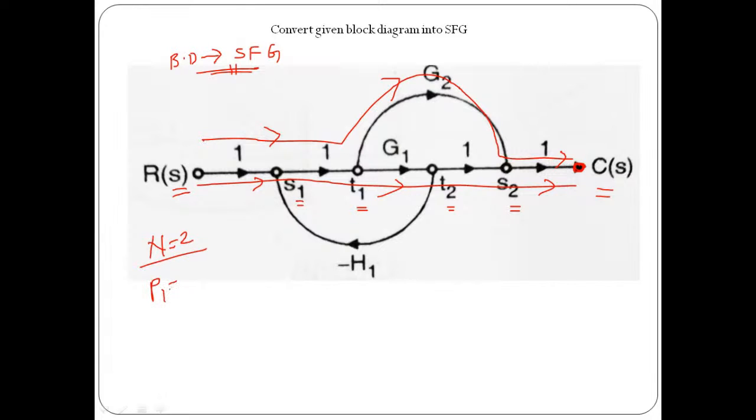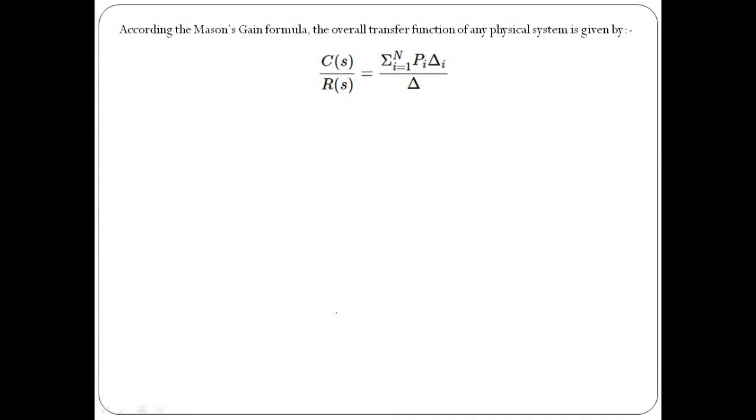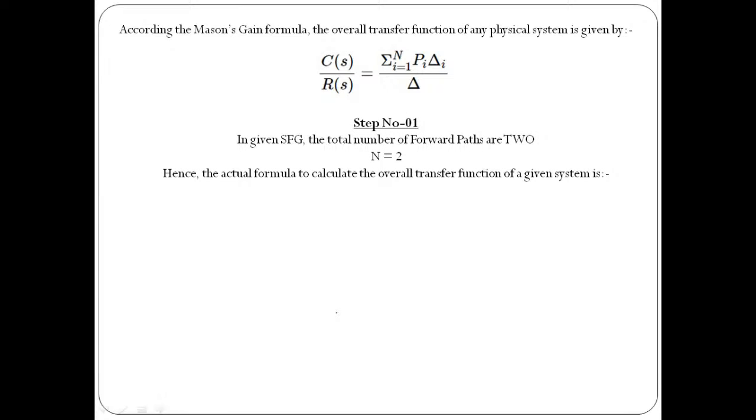So what will be the gain for the first forward path? It will be 1 into 1 into g1 into 1 into 1, so it is going to be g1. In the same way, the gain for the second forward path is 1 into 1 into g2 into 1, so this will be g2. This will be the gain for the second forward path. I hope this is clear to everyone. Now it is quite a repetitive session. Then apply Mason's gain formula to convert that into the transfer function.